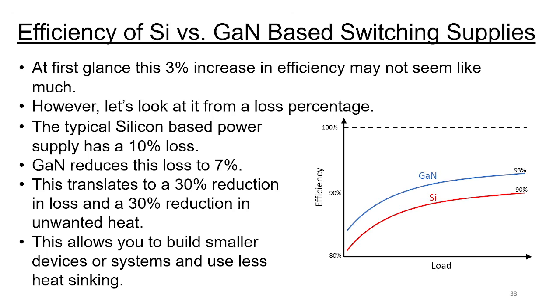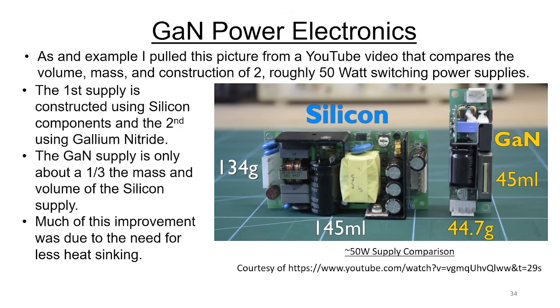So at first glance, this 3% increase in efficiency may not seem like much. However, let's look at it from a power loss percentage. The typical silicon-based power supply has a 10% loss. Gallium nitride reduces that loss to 7%. This translates to a 30% reduction in loss and a 30% reduction in unwanted heat. This allows you to build a smaller device or system and use less heat sinking.